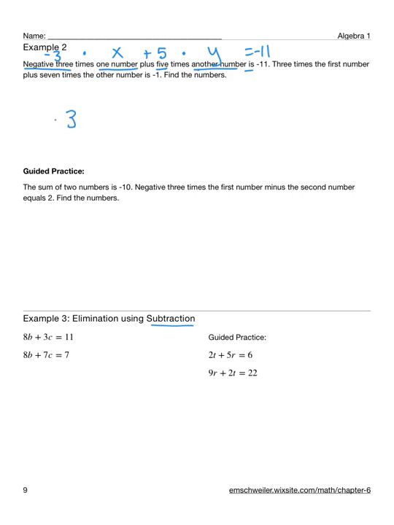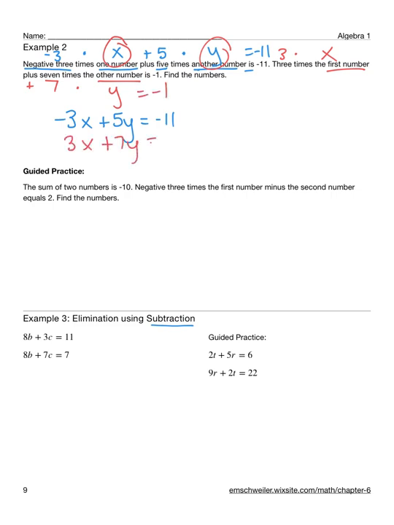Let's write it down here. -3x plus 5y equals -11. So our second equation is going to be 3 times the first number. The first number you used was this x variable to represent that unknown, plus 7 times the other number, which you used a y for, is -1. So 3x plus 7y equals -1.